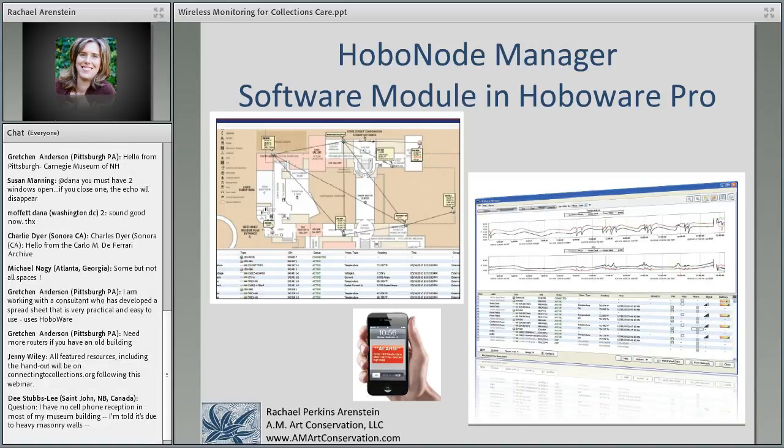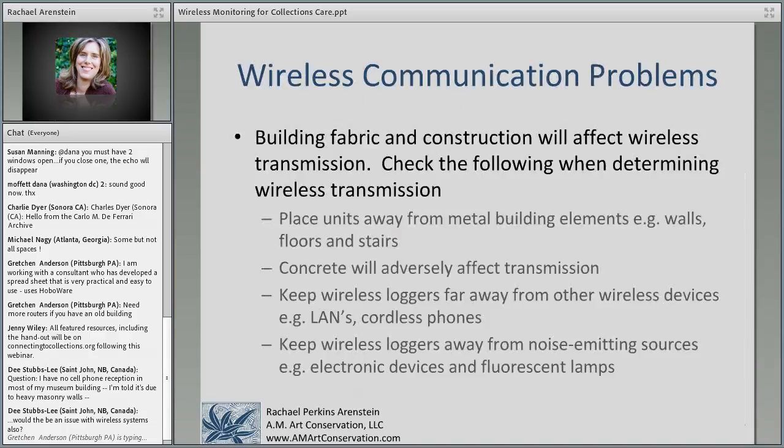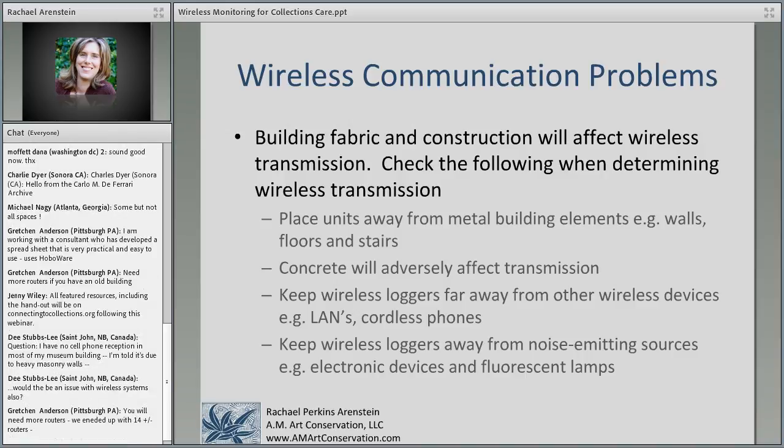The thing that's really important for a system like this is to understand that your budget may not go as far as you like if you need to be sending your signal across distances. The other thing that we should talk about are some of the things that will interfere with wireless communications. So the big issue is that your building fabric and construction will affect your wireless transmission.